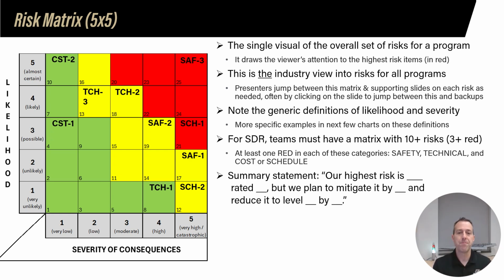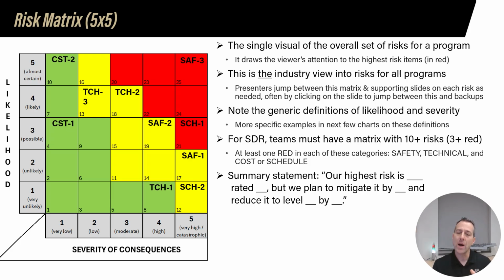It's up to you. So note that I already went through the general definitions of likelihood and severity, but I have several examples, and there are a lot of examples out there, given how extensively this is used, about more specificity with regard to the 1 through 5 in each of those in the columns and rows.